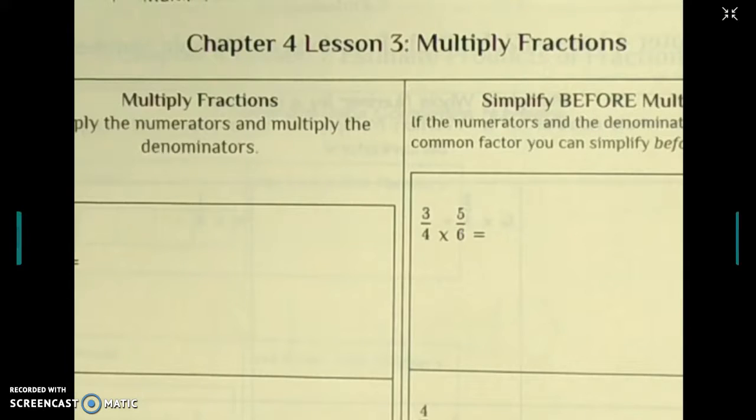Okay, today we're going to learn about how to multiply fractions. On Friday we learned about how to multiply fractions and whole numbers. This one I feel is a tad bit easier because you don't have to add a 1 underneath the number. So let's take a look at it.